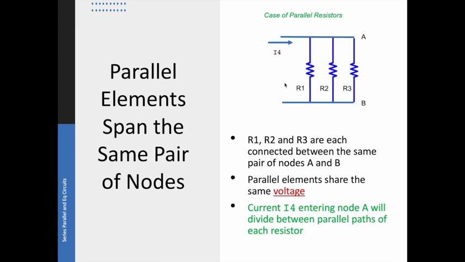As far as current goes, if we had this current I4 coming in here, that current will split out between the various parallel paths going through R1, R2, R3, and the amount of current that flows in each of those paths just depends on the value of each resistor.